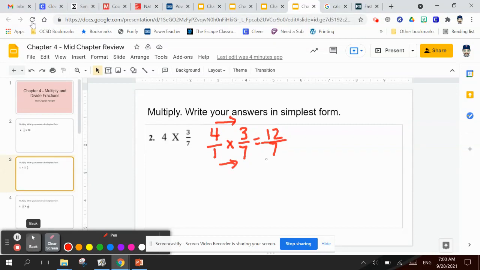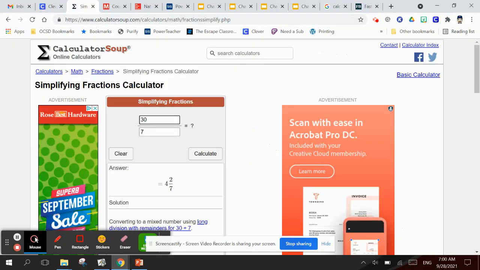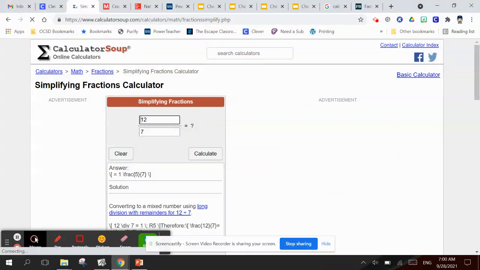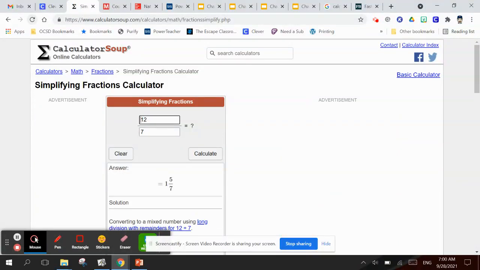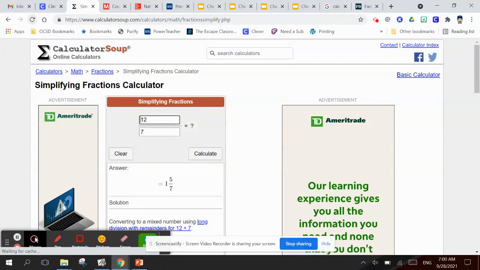So I can go back to my simplifying calculator. My numerator is 12. My denominator is 7. And I hit calculate. And this will help, and it'll show me that it is 1 5/7.